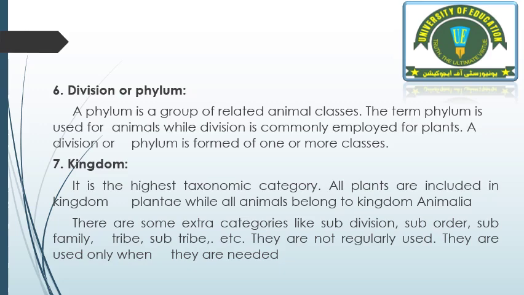All plants are included in kingdom Plantae, while all the animals are included in kingdom Animalia. That's why it is called the highest taxonomic category, because it only has two subdivisions: one is kingdom Animalia and the second one is kingdom Plantae. There are some other categories like subdivision, sub-order, sub-family, tribe, etc., but they are not regularly used. They are only used when they are needed. As we have discussed in the previous slides, only the seven taxonomic categories are commonly used. Other categories are used only when there is need of those categories.